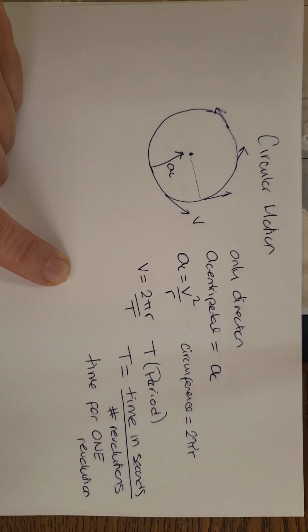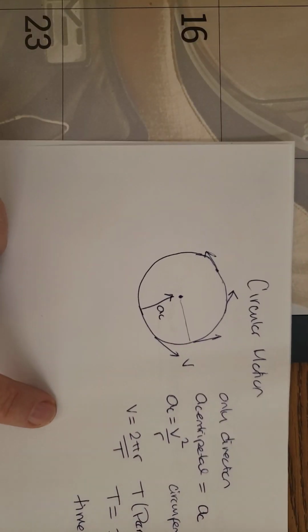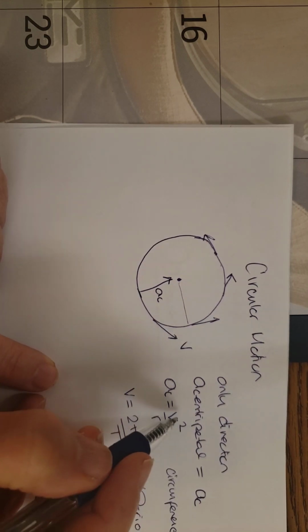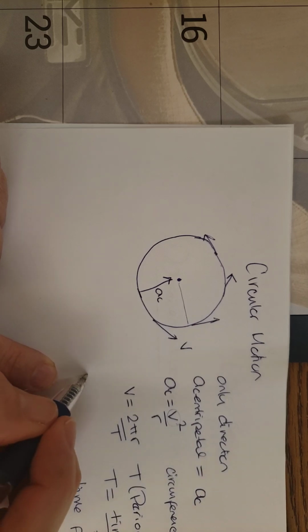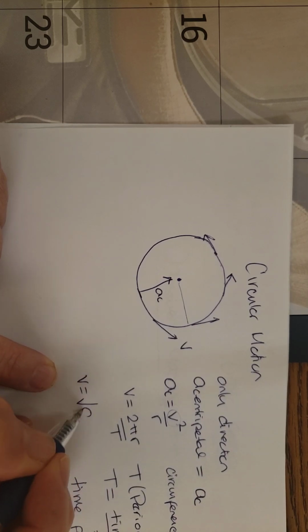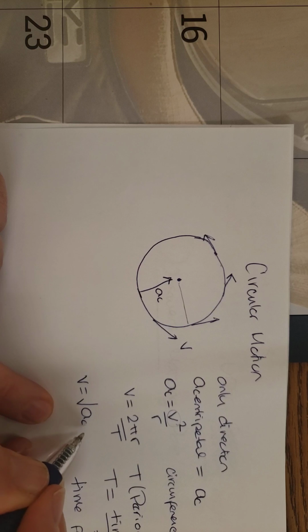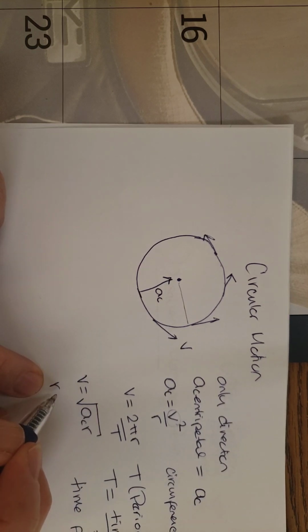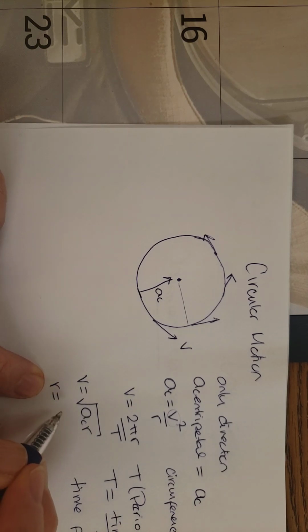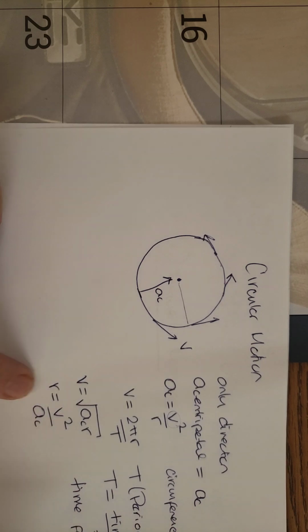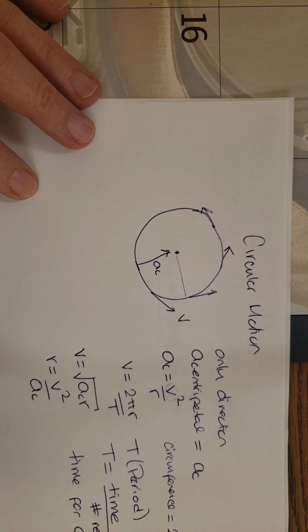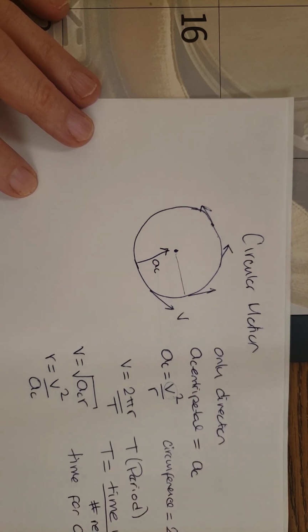In case you need to manipulate the formula for acceleration, by manipulating and solving for v, we have that v is going to be the square root of the centripetal acceleration multiplied by the r, or we could find the r, which is the radius, by doing the square of the velocity divided by the acceleration. And these are the basic formulas that we're going to be needing in order to solve circular motion problems.